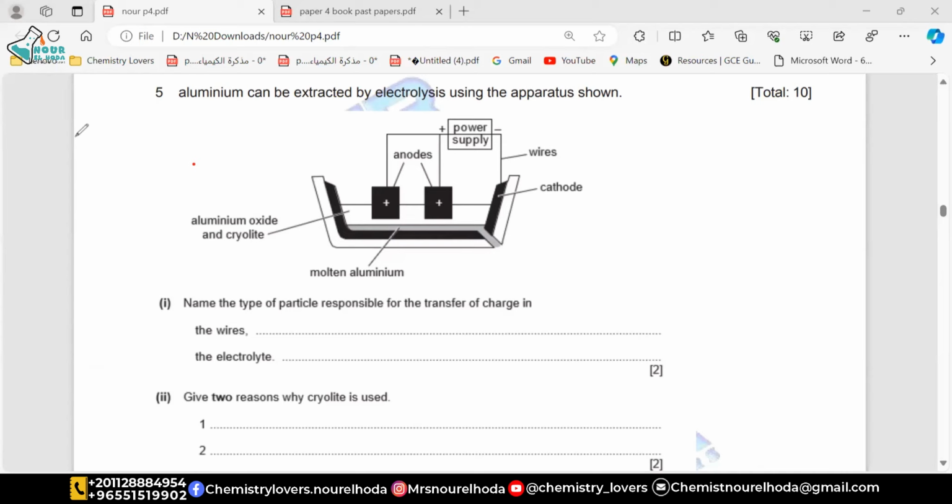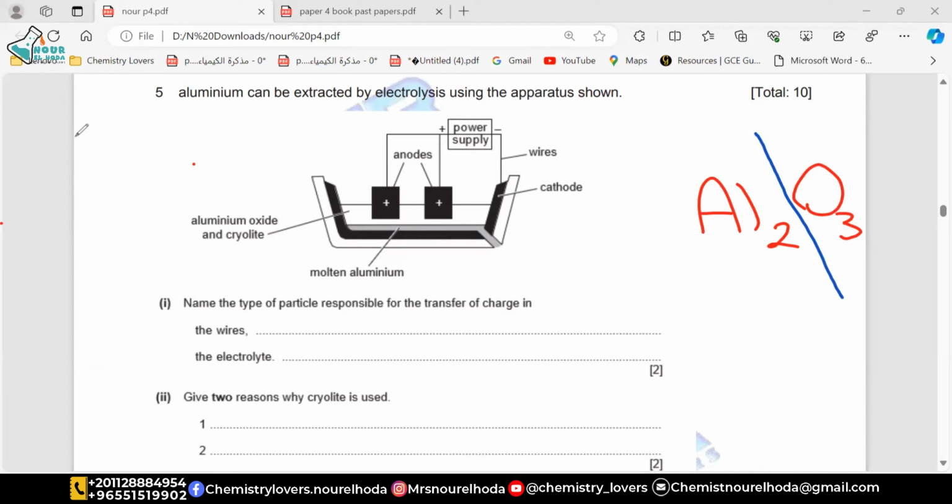Okay, let's do it. Here, if you remember, we said that aluminium oxide is Al2O3. What should I do? I need to separate the aluminium from the oxygen. So the aluminium is going to be alone, while oxygen is going to be alone. So what will happen?